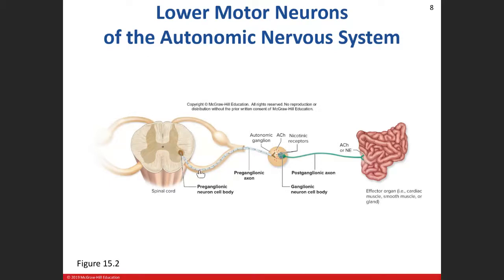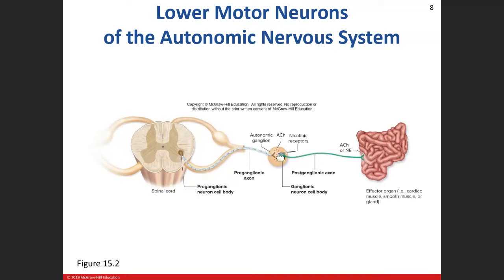Okay, so here's our first lower motor neuron. This is the preganglionic lower motor neuron. This example is showing the cell body being in the spinal cord, but it can also be in the brainstem somewhere if we're talking about a cranial nerve. You can see it extends out of the spinal cord. It is myelinated. Those little white structures are Schwann cells, representing myelination.